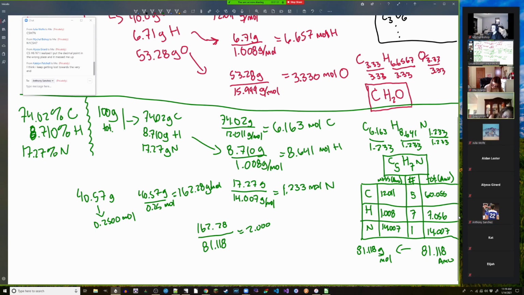What that tells us is that in order to get to the true formula for this substance, we multiply all the numbers in this formula, our empirical formula, by 2. So C5 times 2 would be C10. 7 times 2 would be H14. And N, nitrogen, there's one of them, times 2 would be 2. So this gives us the true formula for nicotine.